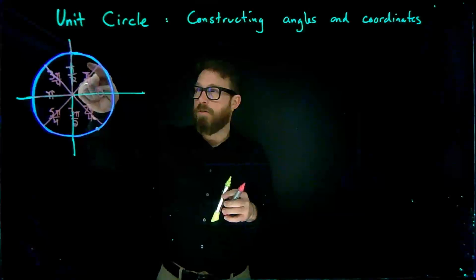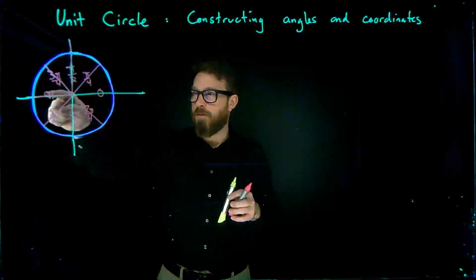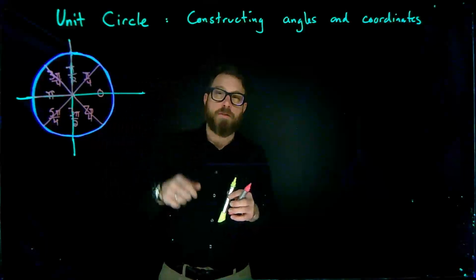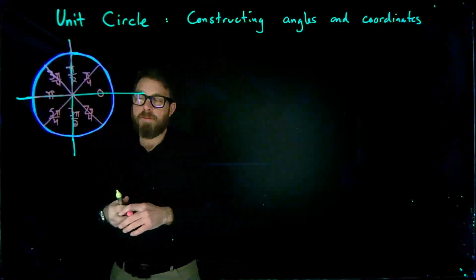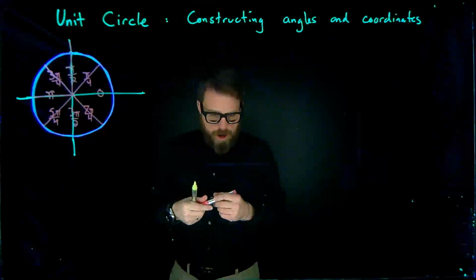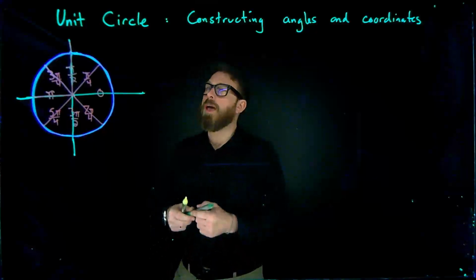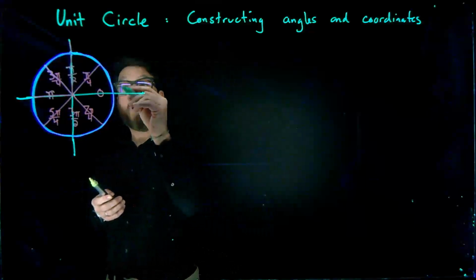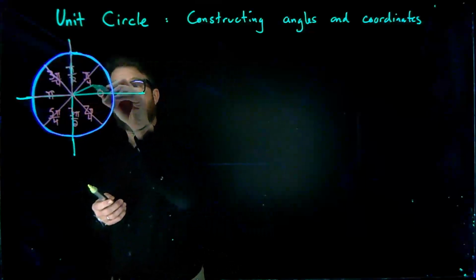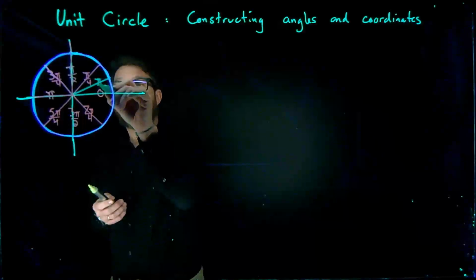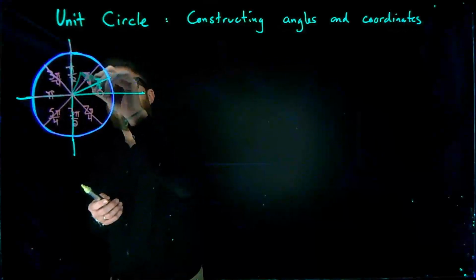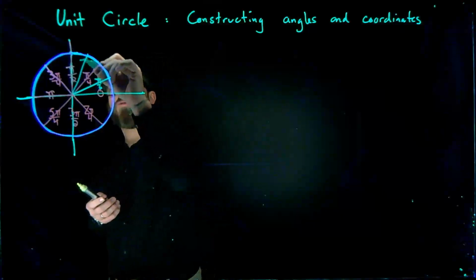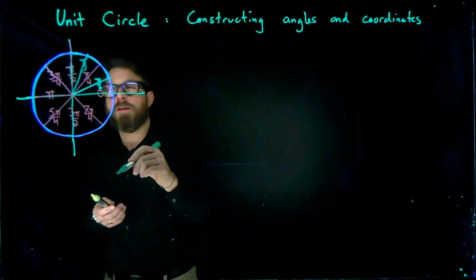So 1 pi over 4, 2 pi over 4, 3 pi over 4, 4 pi over 4, 5 pi over 4, 6 pi over 4, 7 pi over 4, and then 8 pi over 4, which is equal to 2 pi. Now I want to go by every 30 degrees, which is pi over 6. So this is going to be 1 pi over 6. This is 2 pi over 6, which is pi over 3. I'll squish it in up here.